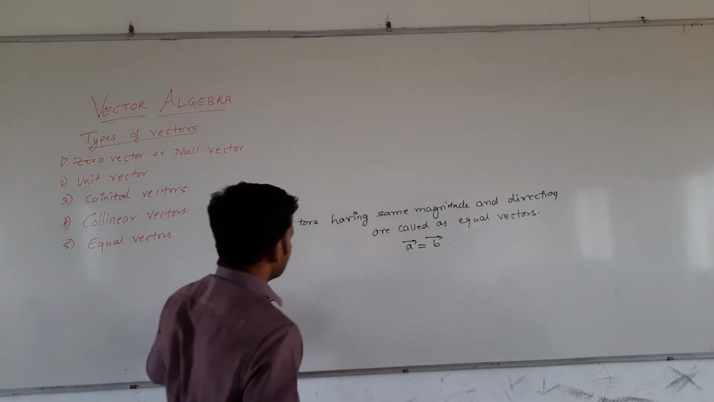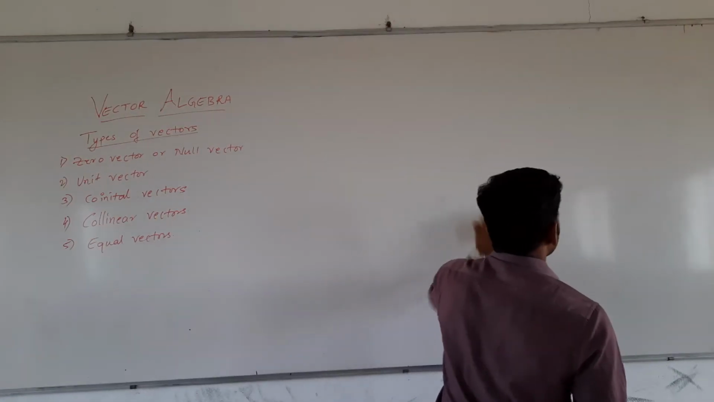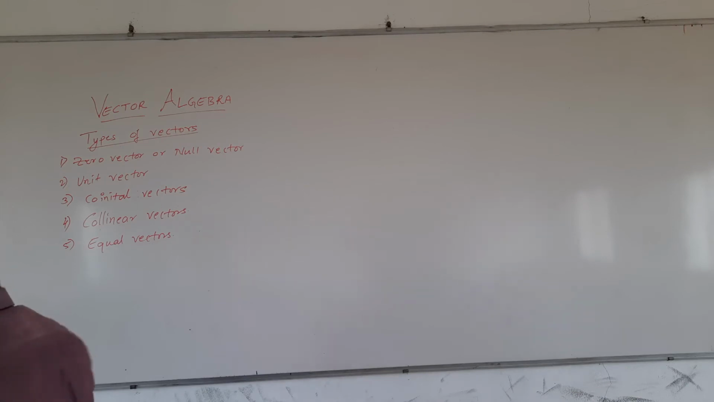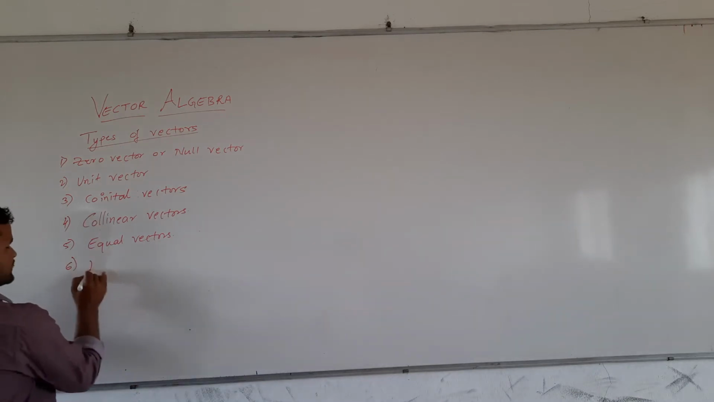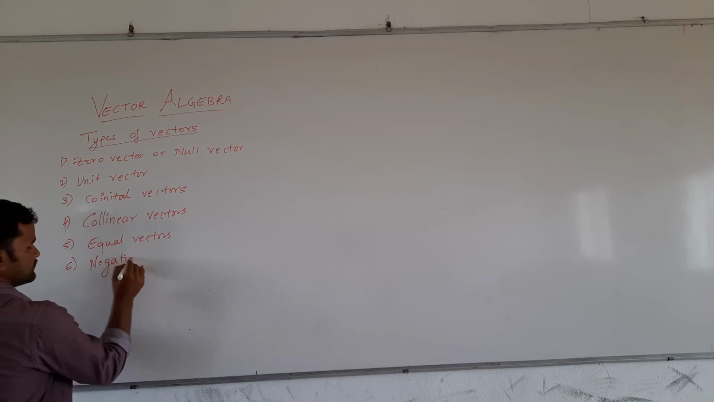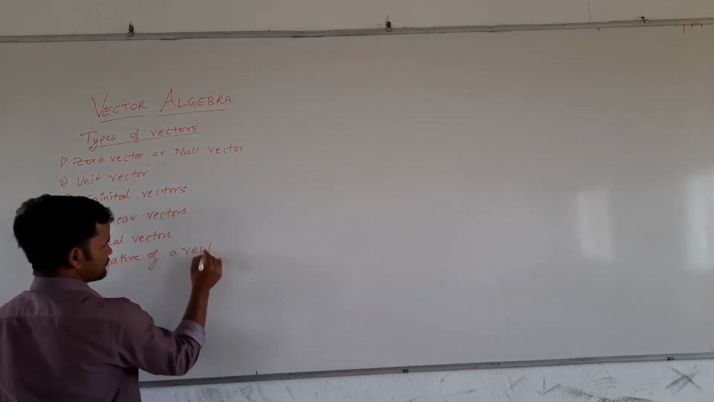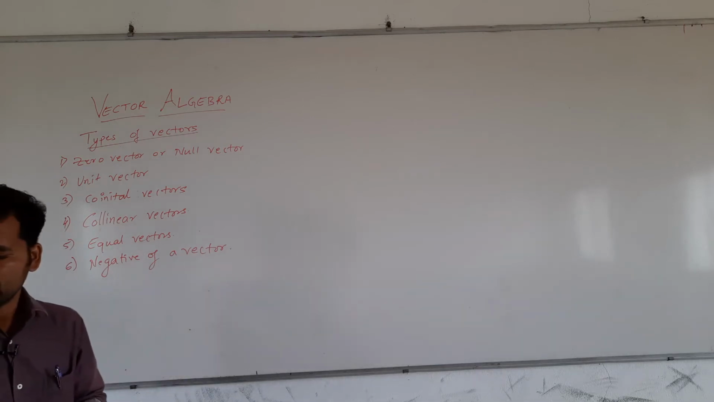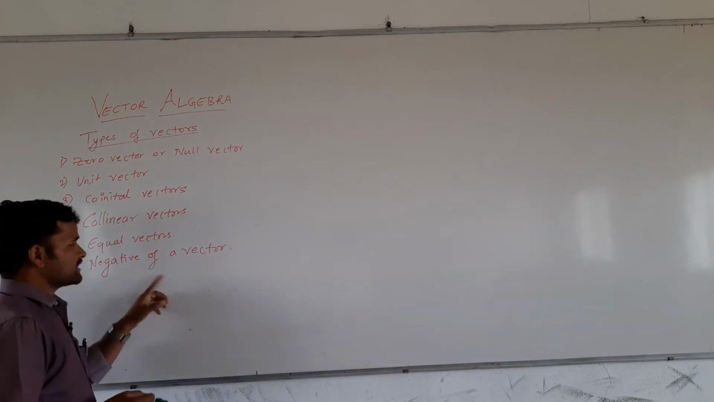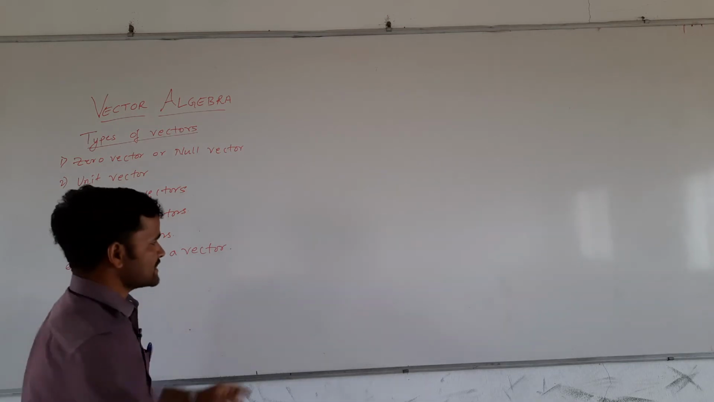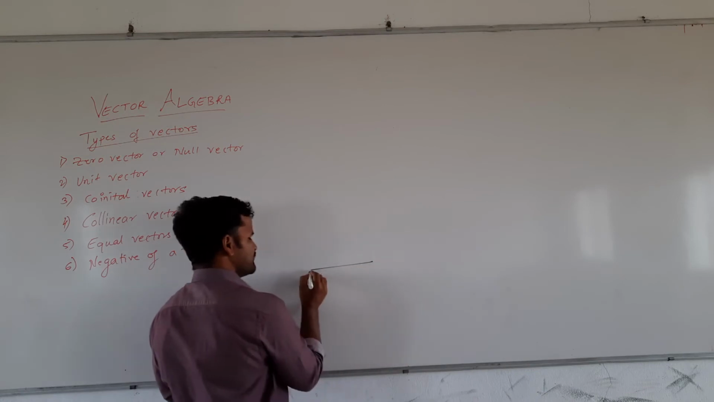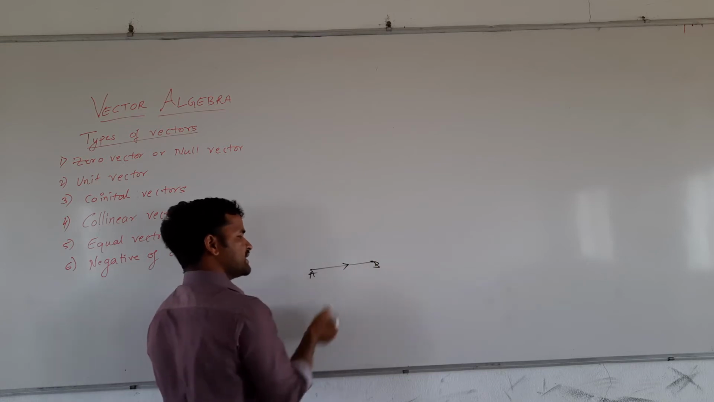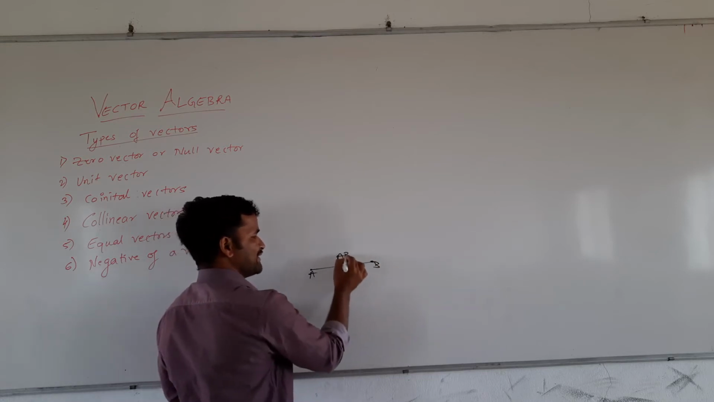Now we will move on to the last type of vectors, that is the sixth type: negative of a vector. Negative of a vector means, the name itself says it. Negative is defined only for particular vectors. See, if AB is a vector, starting from A and ending at B, AB is a vector.